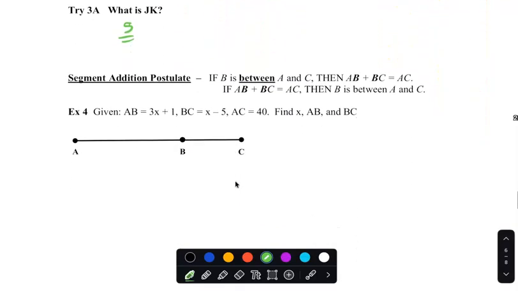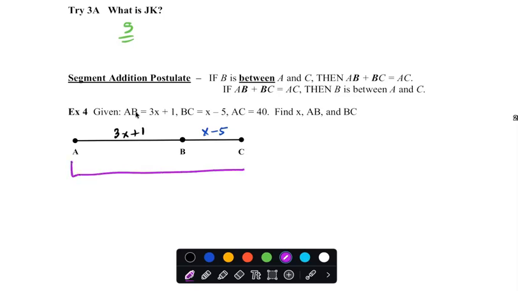Segment addition postulate. Much like angle addition postulate, same idea with segment addition postulate. If you have two segments that are next to each other, so AB and BC, if you add them up, you're going to get the whole segment. So this is, for example, real quick. AB is 3x plus 1. BC is x minus 5. And then they tell us the whole segment is 40. Well, the way to do this, if I add this segment plus this segment should equal 40. So 3x plus 1 plus x minus 5 equals 40.